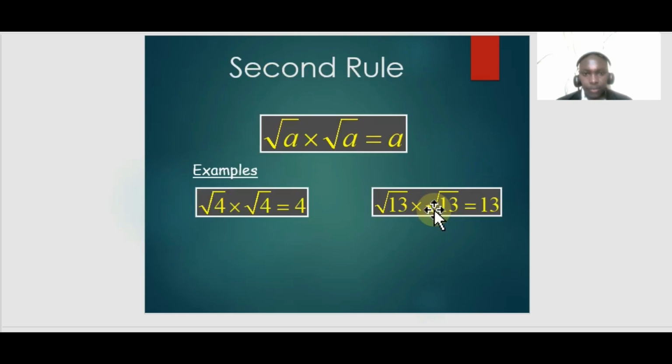The second rule is what we have just looked at. The square root of a times the square root of a will give us a. Examples to illustrate these: the square root of 4 times the square root of 4 will give us 4. The square root of 13 times the square root of 13 will give us 13.